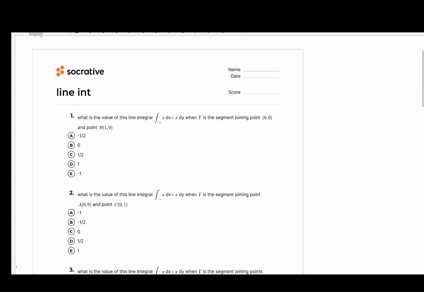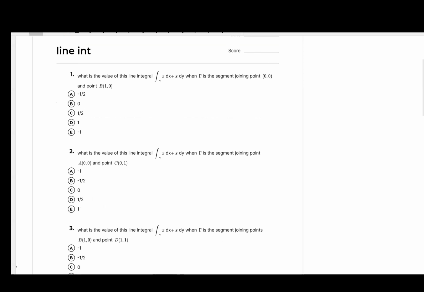Okay, so let's have a quick look at the Socrative test of this morning. In the first three questions, we had to calculate more or less the same thing, which was the line integral on some curve of this vector field. So what is exactly the vector field we're talking about?